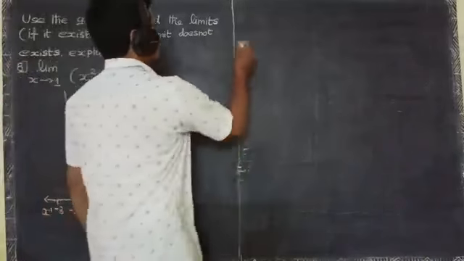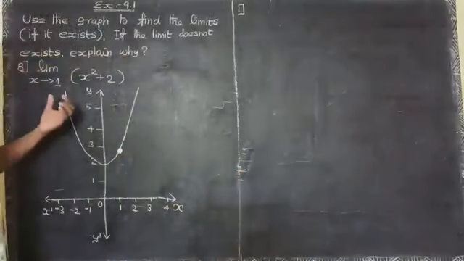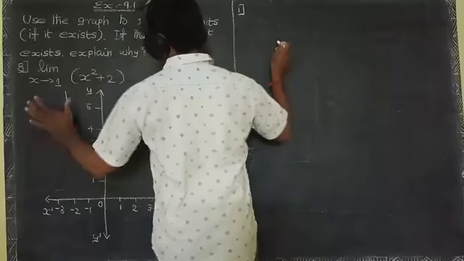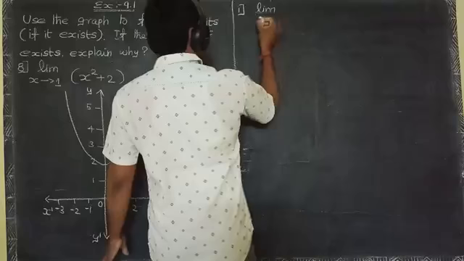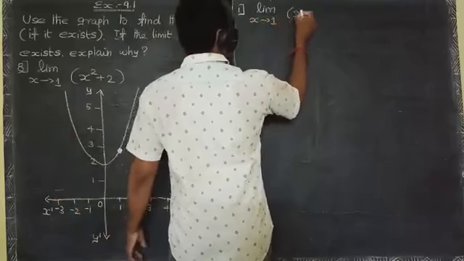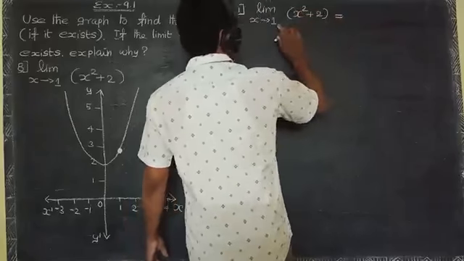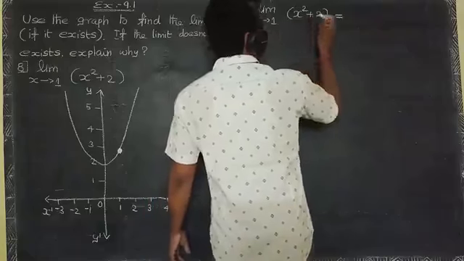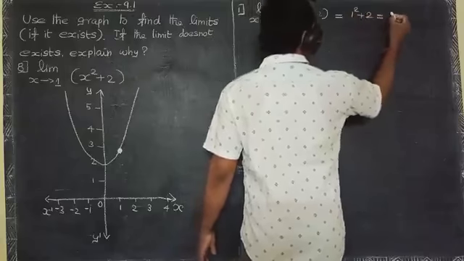Now check it in the first one. Limit exists or does not exist. How to identify? In the first one, limit x approaches 1, function x square plus 2, which is equal to 1 square plus 2, 1 square is 1, plus 2 is 3.